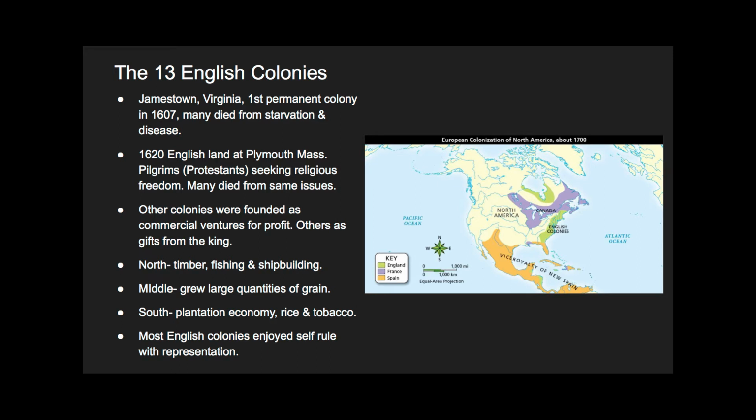Now, let's move to another colony. Well, let me say this real quick as well, and we're going to see this in both of these colonies.